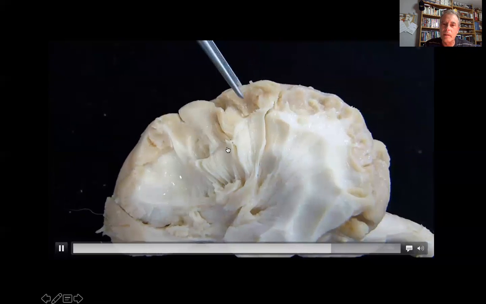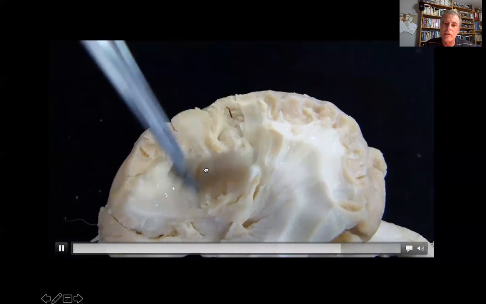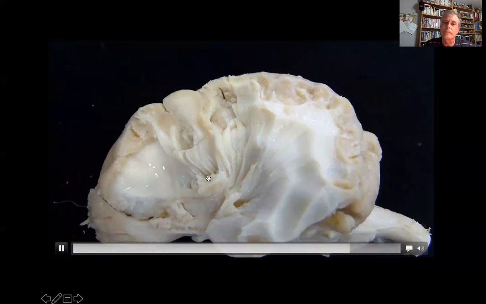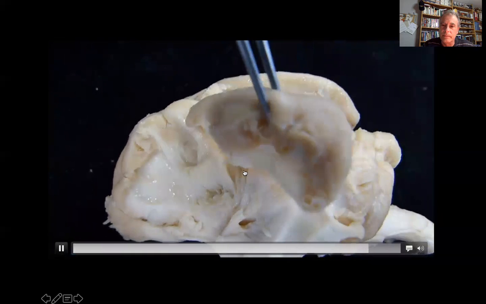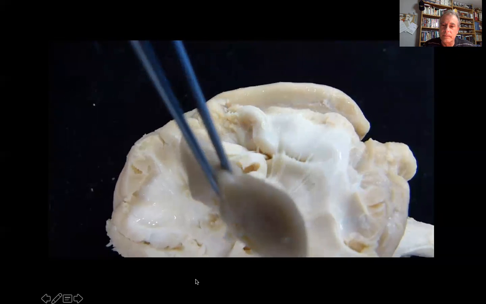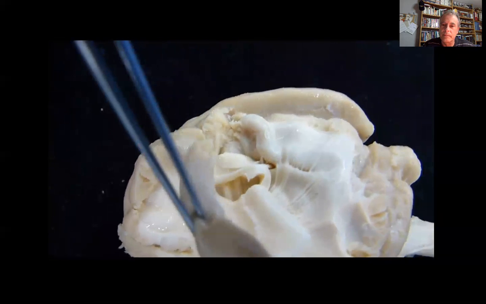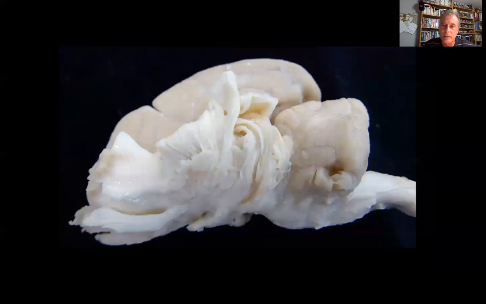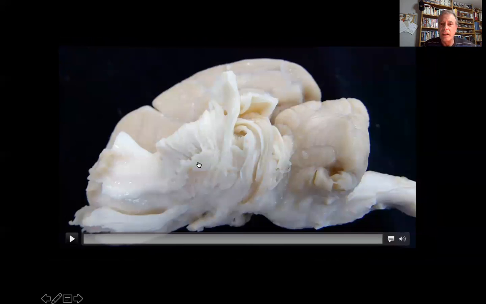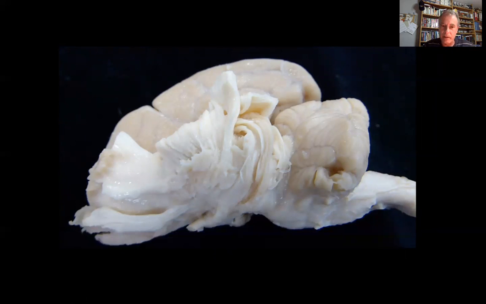Remember that the centrum semiovale is where the internal capsule meets the corpus callosum. It's this area here. Okay. We keep dissecting with this technique. In order to achieve these images of the fibers, the encephalons have to be frozen and defrozen several times.